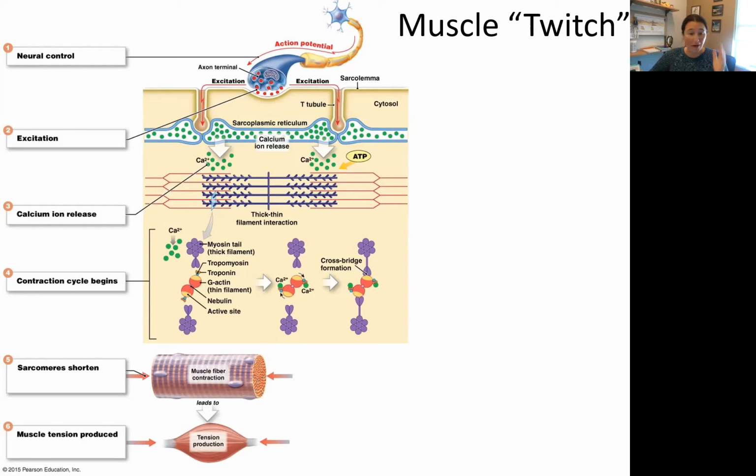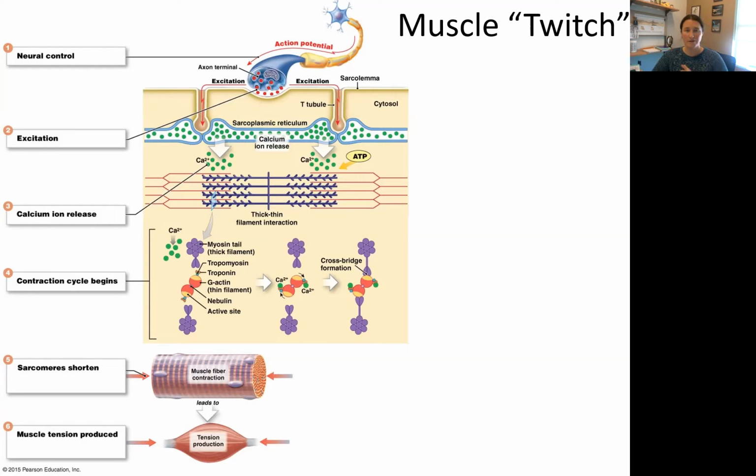And so when this is happening, one after the other, so thousands of these all in line, the entire muscle fiber or the cell, myocyte, myocell, is going to contract. The entire thing is going to shorten. Okay, so this is called a muscle twitch.